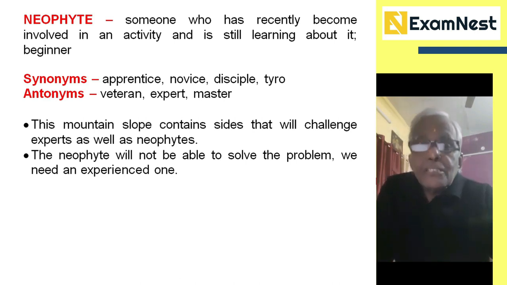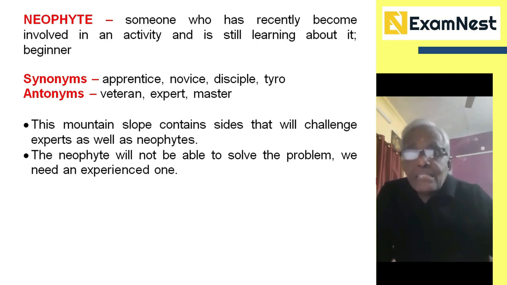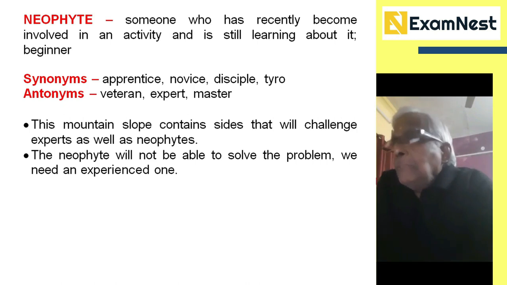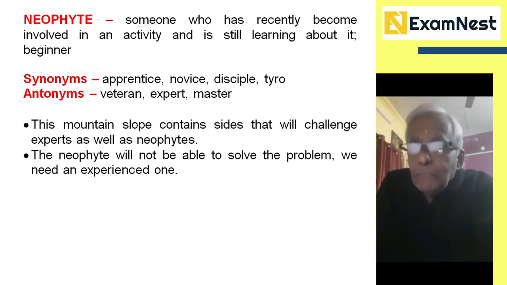He is an ace swimmer, A-C-E, ace. Now, ace is exactly the opposite of neophyte. Or he is a maven, M-A-V-E-N, maven. Maven refers to a person who is an expert.